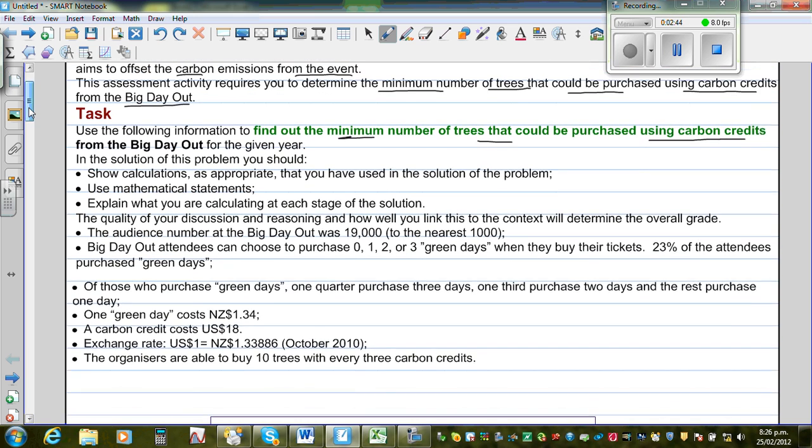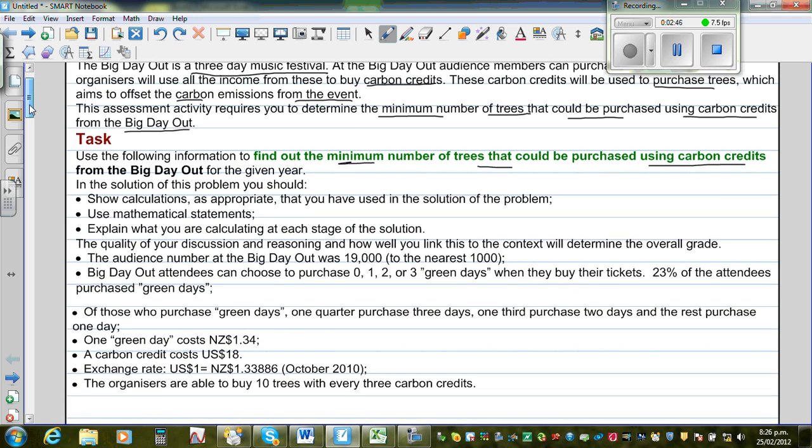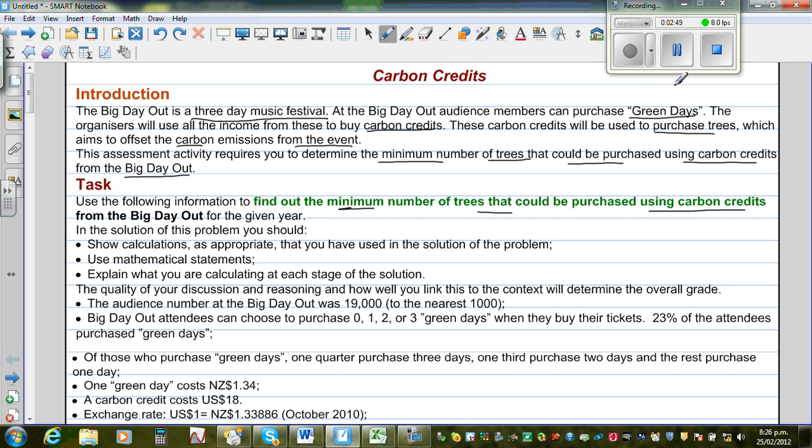The important thing here is that an attendee of this music festival can buy green days, and from the income generated from people who buy green days, the organizers are going to buy carbon credits, and from carbon credits they can purchase trees. Okay, so this is where your calculation starts. This is the first point.